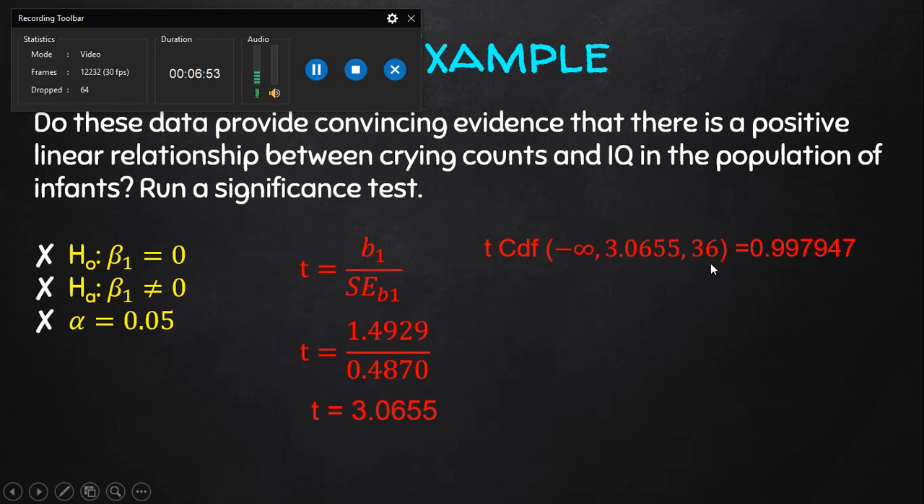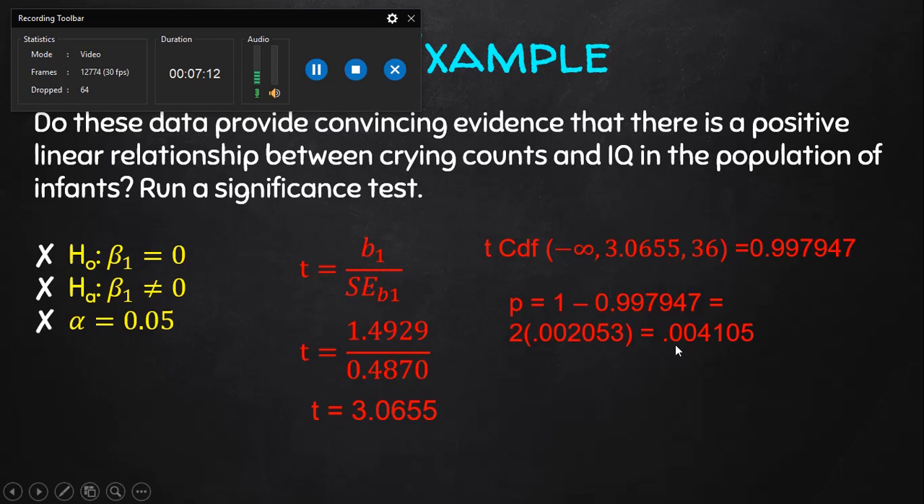And remember, degrees of freedom is n minus 2. There were 38 infants, so we're going to use 36. And this is the p-value that was obtained. But remember, that was in the upper tail. So we want to do 1 minus our result. And then we're going to multiply by 2 because of the two tail.